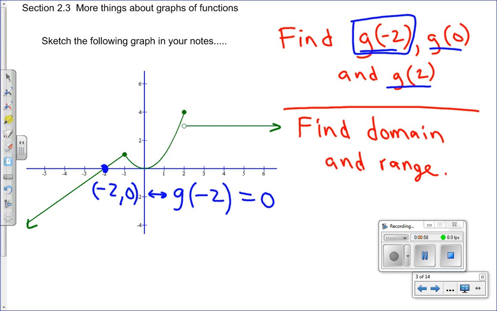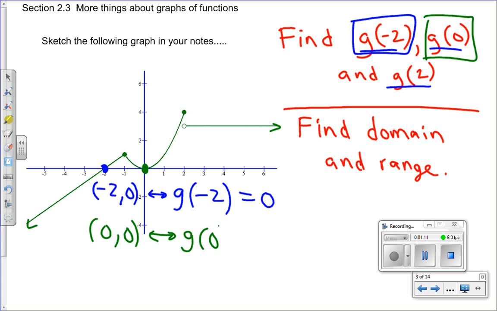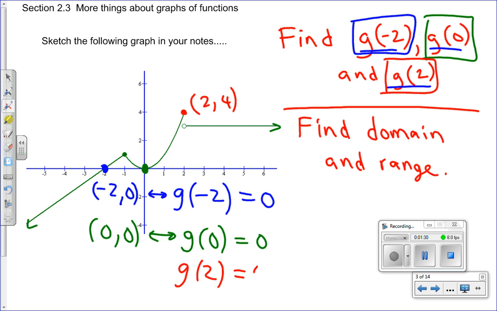Look at the next example. If I have g of 0, that's talking about the ordered pair when x is 0. In this case, the y-coordinate is also 0. So I could say that g of 0 is equal to 0. Finally, we have g of 2. G of 2 is talking about the y-coordinate when x is 2. So when x is 2, we're looking at that ordered pair, 2, 4. So g of 2 equals 4 is the equivalent of saying that 2, 4 is on the graph of the function.